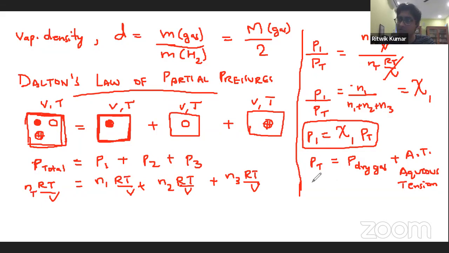Is it clear? So this will be the experimentally observed value that you will be provided, and they'll ask you what is the vapor pressure of the dry gas. You'll have to subtract the aqueous tension, which has certain values at certain temperatures, right? That is experimentally already tabulated. They will provide you with the aqueous tension at the particular temperature at which they did the experiment. So you'll just subtract it from the total pressure and you'll get the vapor pressure of the dry gas. Is this clear?